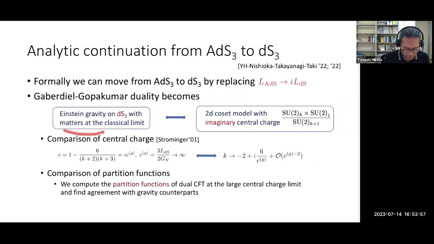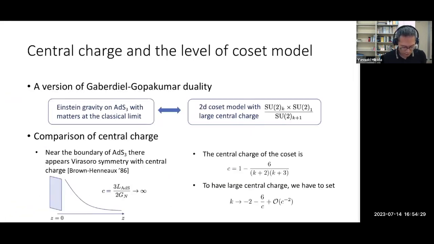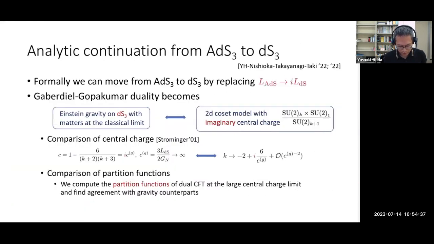And the gravity side, actually, this is not so difficult because we need to replace negative cosmological constant to positive cosmological constant, and this can be done by just replacing AdS radius by i times de Sitter radius. There's only one dimensionless parameter in higher spin gravity, so what we have to do is just replacing this one. And for instance, now central charge is given by this, and if this AdS radius is replaced by i times de Sitter radius, then this term becomes something like this. So central charge becomes imaginary in the CFT dual to gravity theory on de Sitter.